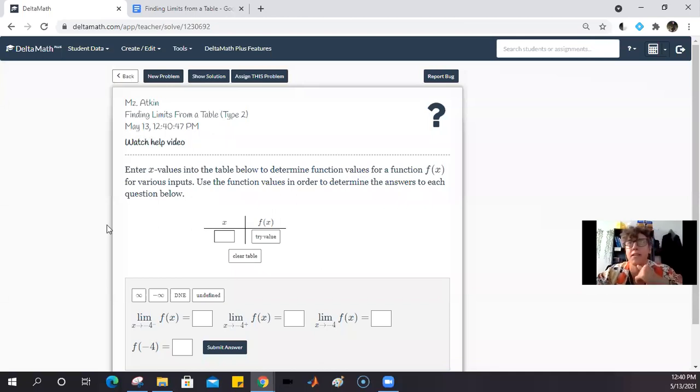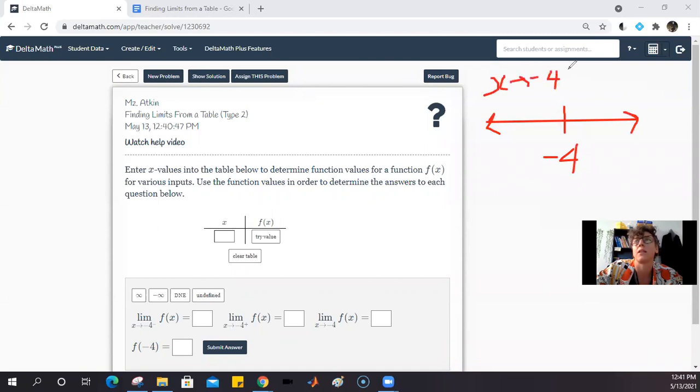Feeling good, feeling great. Same idea: enter x values into the table to determine the function values for various inputs. Use the function values in order to determine the answers to each of the questions below. So now our number of interest is -4. Let me slap up a little number line here just to remind us what we're doing. We're going to look at approaching -4 from the left and from the right. So on this side, x is approaching -4 from the left, and over here x is approaching -4 from the right.